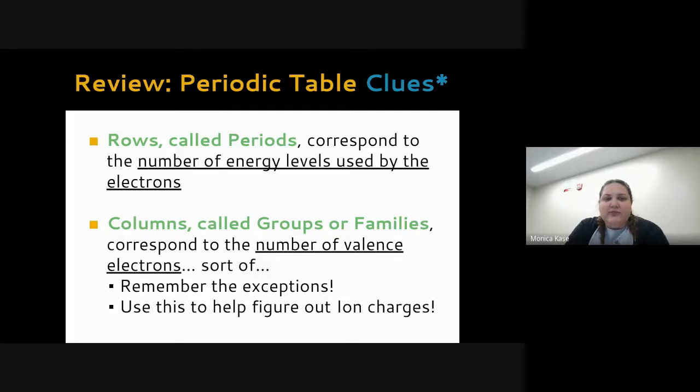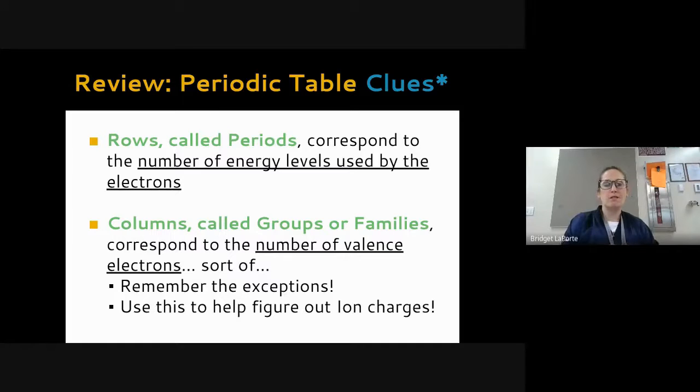They correspond to the number of valence electrons, sort of. So remember the exceptions and use this to help you figure out the ion charges as well. So remember in our first unit, when Ms. Case was having you label it on your PDF copy and annotate, we looked at the tall columns, right? That's groups 1 and 2. And then we skip over our transition metals because they're short stacks, and we go to group 13. So groups 1, 2, and then starting at 13 all the way to 18. Those are our groups that are going to indicate their ion charges based on their group numbers.